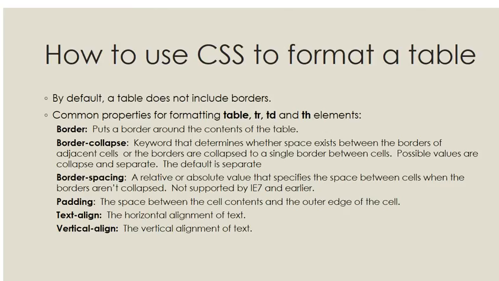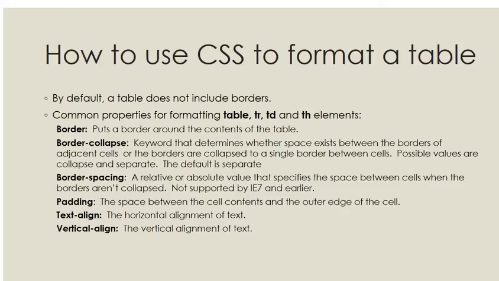Next, we're going to talk about how to use CSS to format a table, because by default, a table is not going to have the borders that you normally see in a table. And the common properties are going to be border, which puts a border around. Collapse is going to make it to where you only see one border around it, because if you don't collapse it, each cell is going to have its own border and it's going to be double.